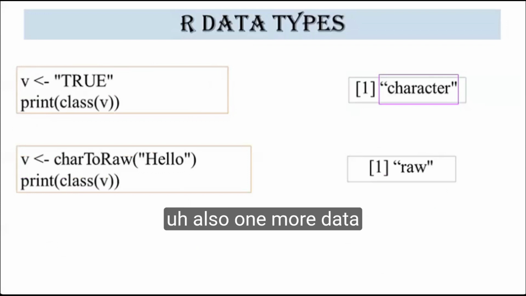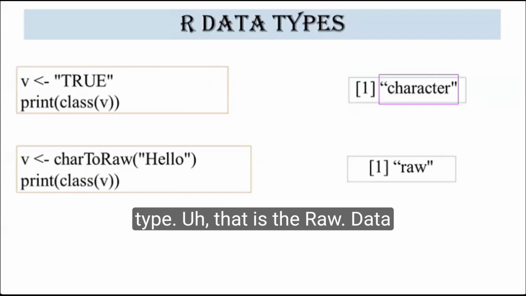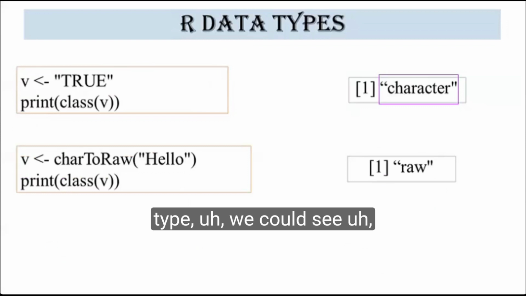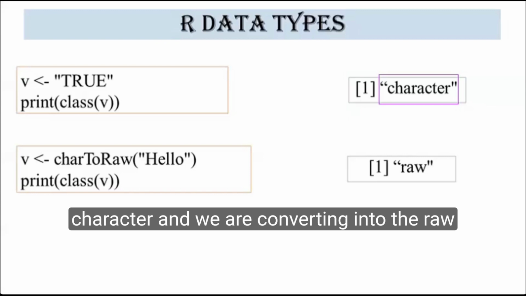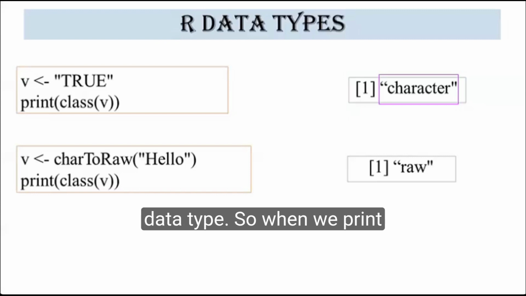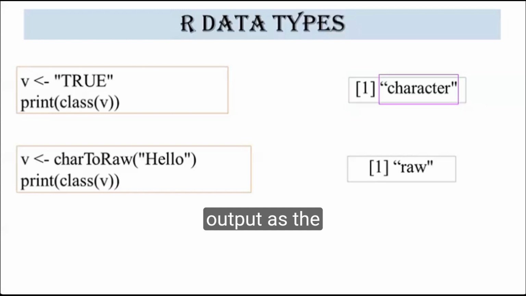And also one more data type, that is the raw data type. We could see we are storing in variable v the character to raw conversion. We have considered hello as a character, and we are converting it into the raw data type. So when we print the class of variable v, we get the output as raw. Okay, got it?